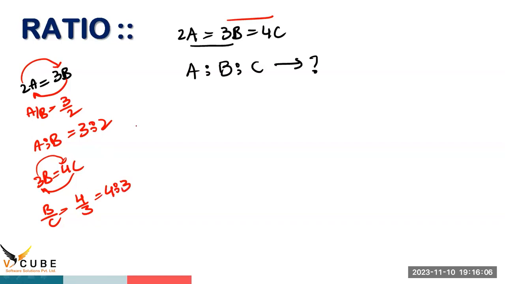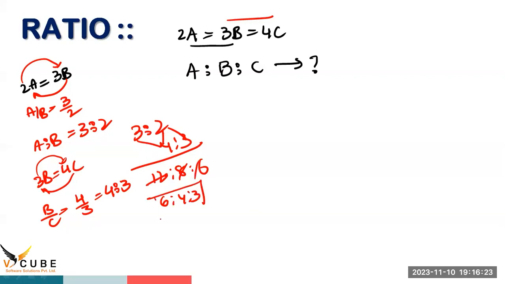4 by 3 means 4 is to 3. We know the shortcut: 3 is to 2 and 4 is to 3. Leave a gap. We know the shortcut: 3 4s are 12, 2 4s are 8, 2 3s are 6. Again cancellation happens here. Okay, so 2 6s are, 2 4s are, and 2 3s are. The final answer is 6 is to 4 is to 3.